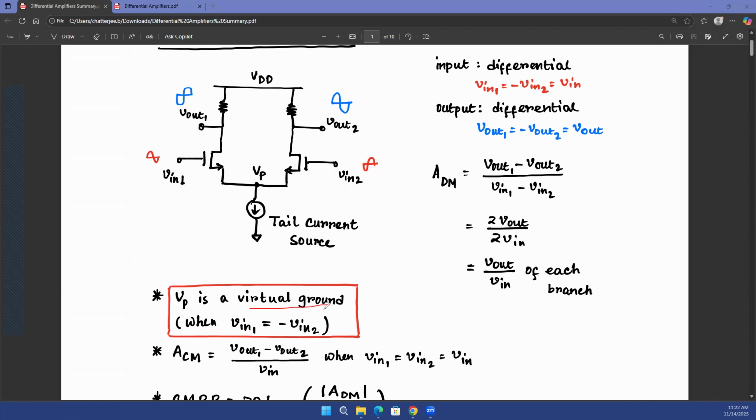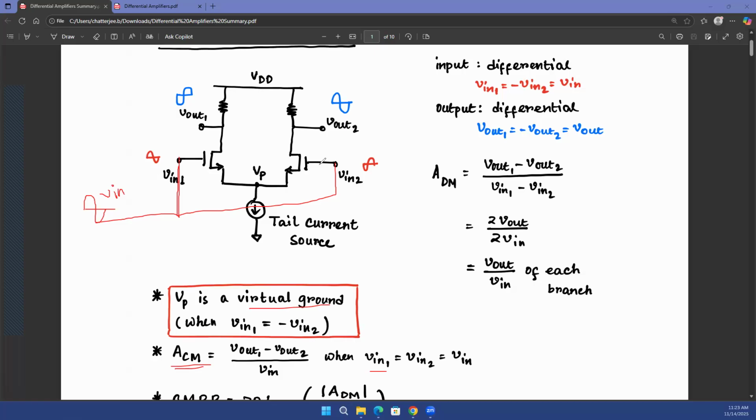Now, there is also another concept called common mode gain, A subscript CM. What that says is that if you have an AC V in, let's say instead of connecting these differential mode inputs V in 1 and V in 2, you connect V in 1 and V in 2 together. You short V in 1 and V in 2, and then provide an AC voltage V in. Let's say I apply just one AC voltage V in by shorting the two inputs together.